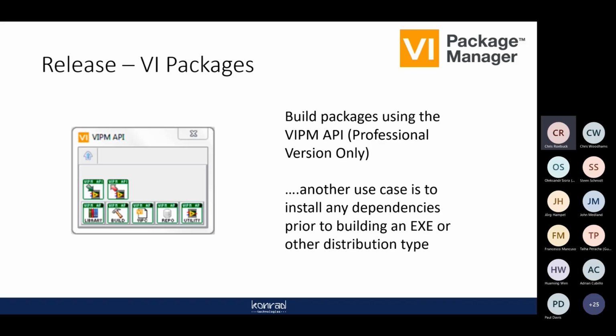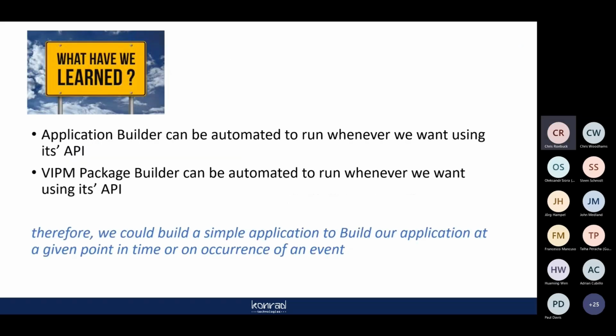Caveat: for VIPM, you need the professional version in order to access the API and automate some of these things. You might not just want to use that API to build. You might want to use it to install dependencies prior to actually building an EXE. So that API can be quite useful in other situations as well. Application Builder can be automated to run wherever we want using its API. VI Package Manager can be automated to run whenever we want using its API. Therefore, we could build a simple application to build our application at a given point in time or on the occurrence of an event.